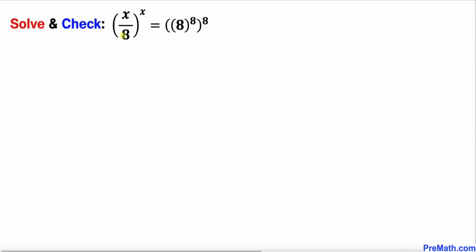So let's go ahead and get started with the solution. Before we solve for x, we are going to simplify both sides. So let's go ahead and simplify the left hand side first. So this fraction power x could be written as x power x divided by 8 power x equals to, and now let's focus on this right hand side.